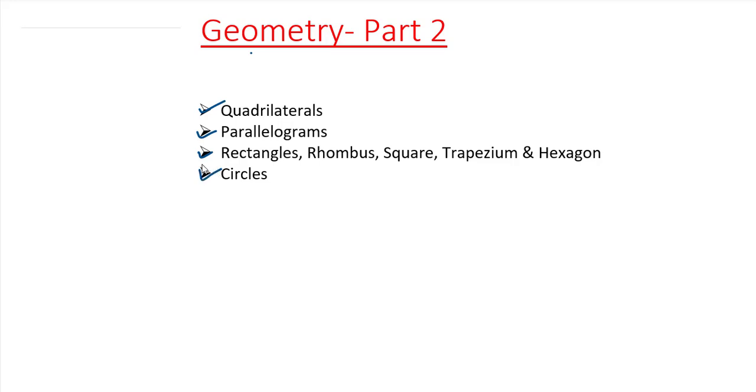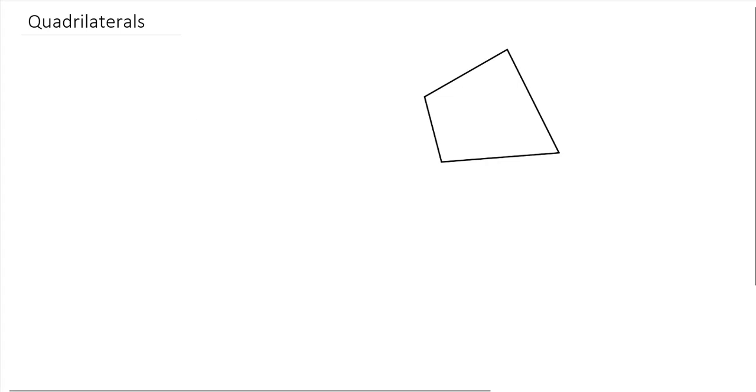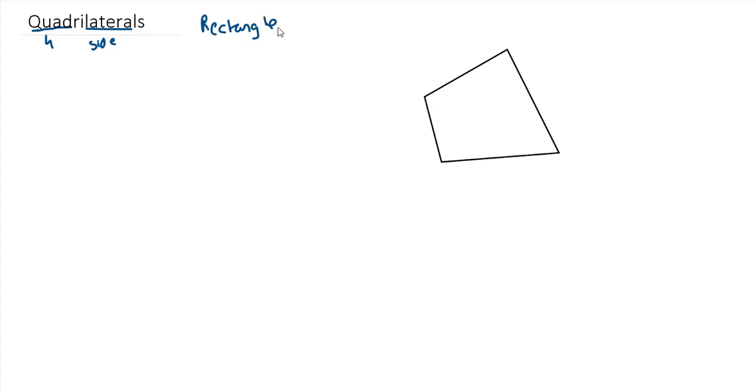So let us first begin with quadrilaterals. So what is a quadrilateral? Any rectilinear figure with four sides is called a quadrilateral. Quad means four, lateral means side. So any rectilinear figure with four sides is called a quadrilateral. So this is an example of a quadrilateral. Even a rectangle is a quadrilateral, a parallelogram is a quadrilateral, square, rhombus. These are all the examples of a quadrilateral.